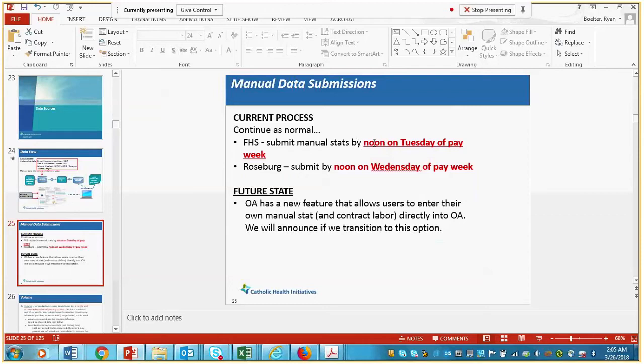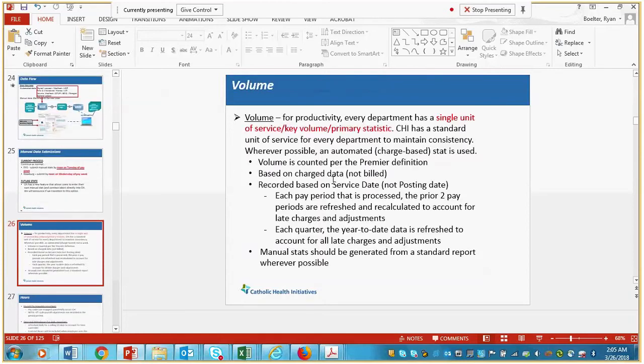In FHS, it's noon on Tuesday of pay week. In Roseburg, it's noon on Wednesday. So we really need you to hit those timelines. Otherwise, it's going to delay our ability to process data for everybody. In the future, we may move to having you be able to load the data directly into OA, and that may streamline the process a little bit, but we'll let you know when we're ready to go down that path.